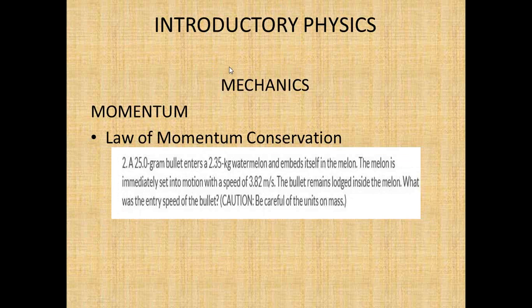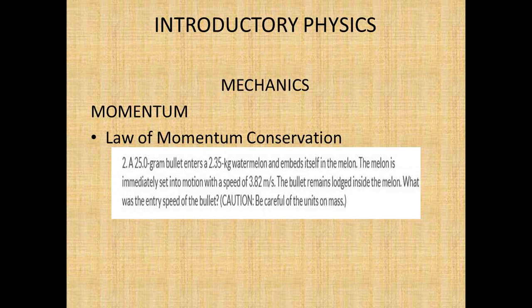All right, so problem number 2. A 25-gram bullet enters a 2.35 kilogram watermelon and embeds itself in the melon. The melon is immediately set into motion with a speed of 3.82 meters per second. The bullet remains lodged inside the melon. What was the entry speed of the bullet?